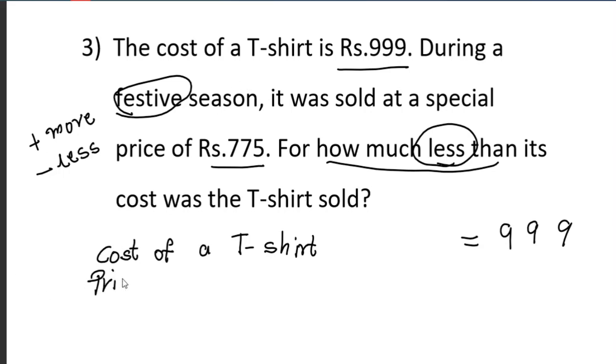Price. So they sold this at this price. This is the cost, but here they sold at this price. So the price of the t-shirt, at which price was it sold? It was sold at 775. So what is he asking? How much less than its cost was the t-shirt sold? So you have to find out the difference between the cost and the price. We have to find out the difference.